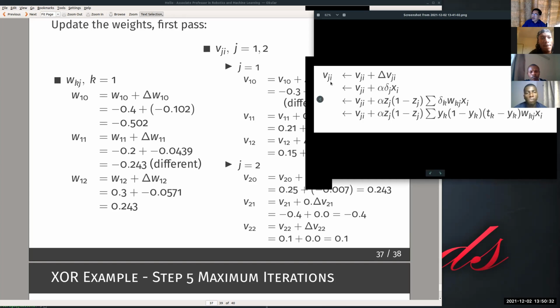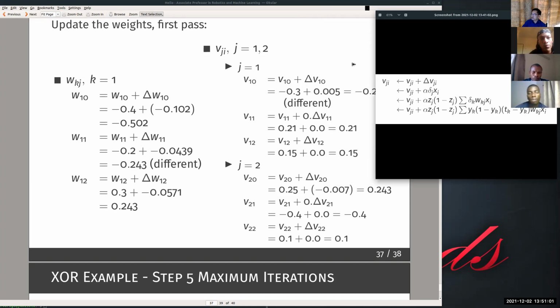So now your i goes from what is the value of your i? Your i goes from 0, 1, and 2 because those are the components, and your V_j goes from 1 to 2. So here that means you have V10, V11, V12, and V20, V21, V22. These are your V_j0 depending on the j value. Now we are going to update it.